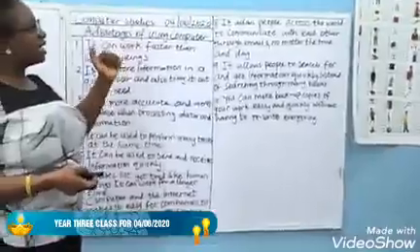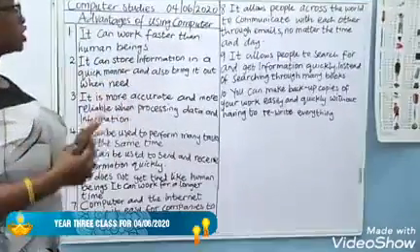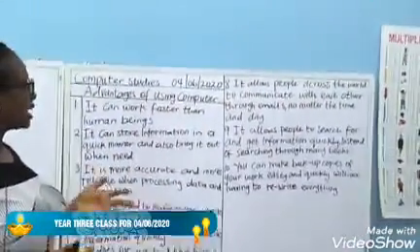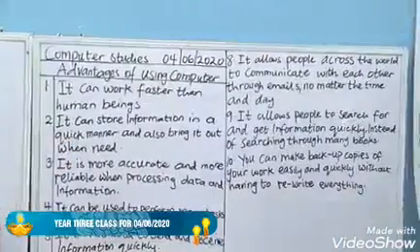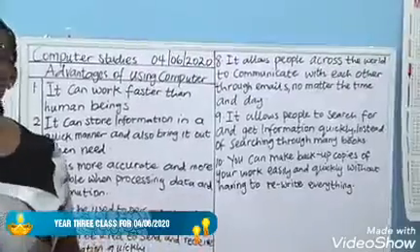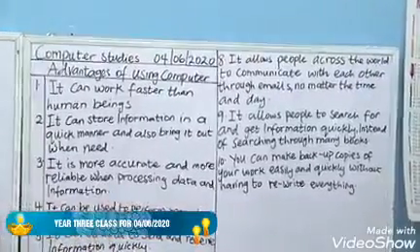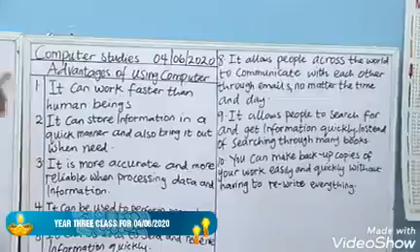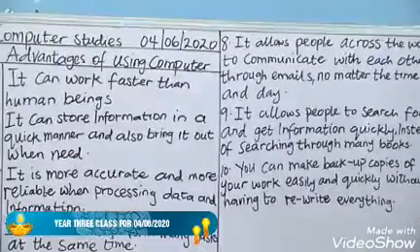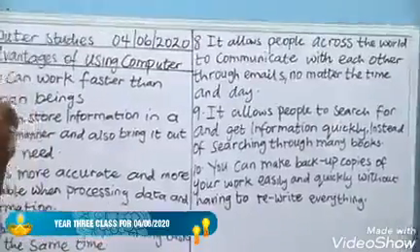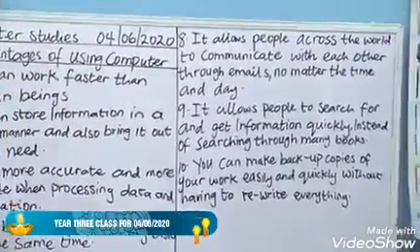Another one says that it allows people across the world to communicate with each other through emails no matter the time or the day. Our computers help us to send emails to people no matter the time or the day. Whether you want to send it at night, in the morning or in the afternoon, the message will still get to the person that you intend for the message to get to through mails. So that's another very important advantage that the computer has.